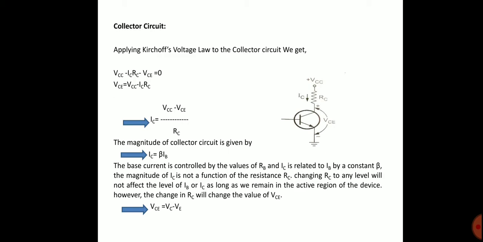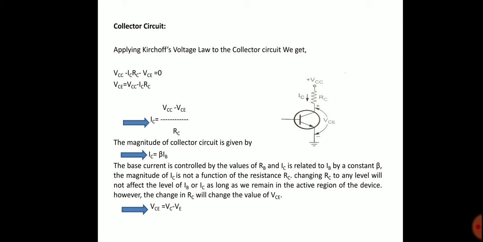The magnitude of collector current is given by IC is equal to beta, that is the current amplification, into IB. The base current is controlled by the value of RB, and IC is related to IB by the constant beta. The magnitude of IC is not a function of resistance RC. Changing RC to any level will not affect the level of IB or IC, as long as we remain in the active region of the device. However, the change in RC will change the value of VCE.